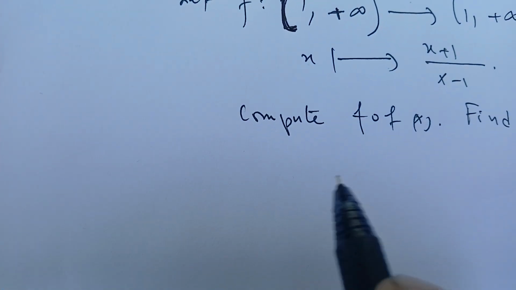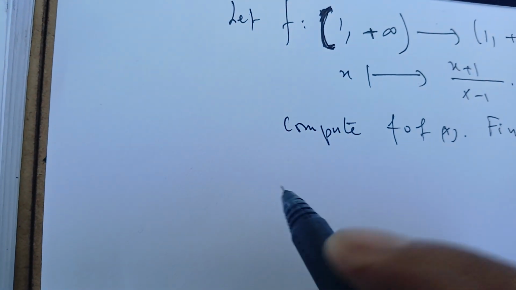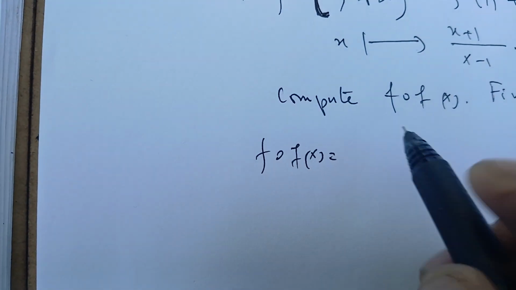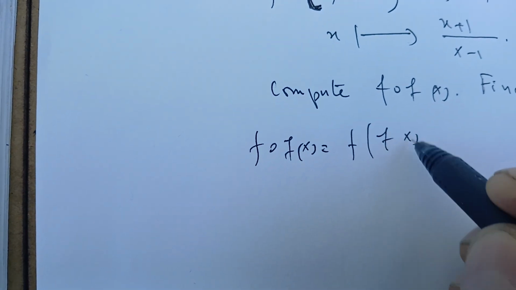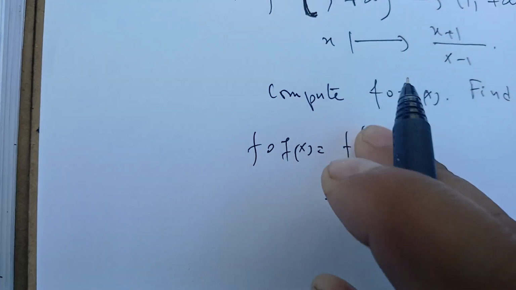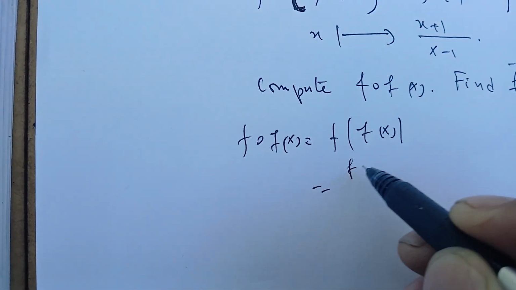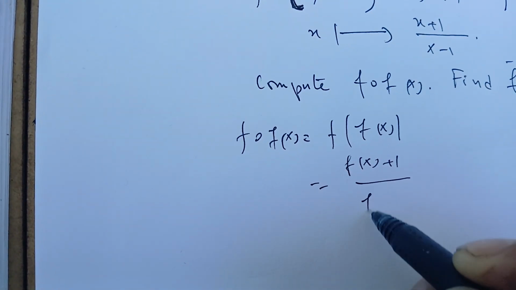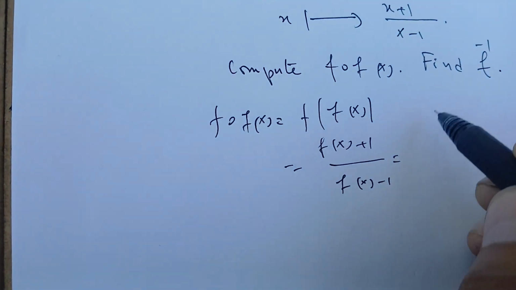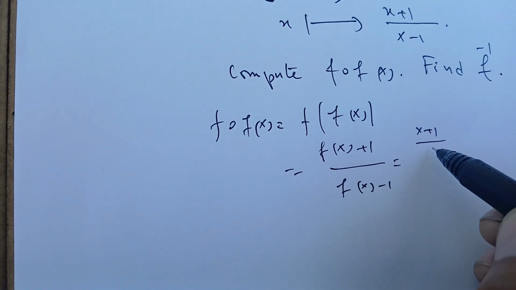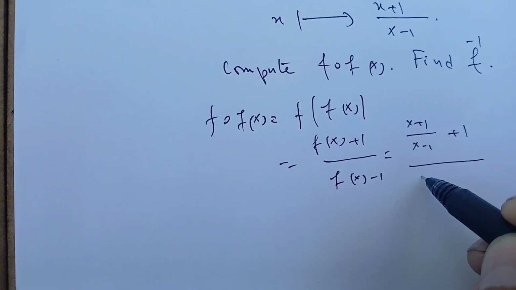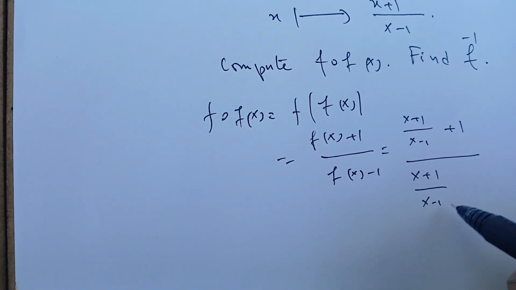By definition, we have f circle f of x is just f of f of x. So we go to any x in the domain and we plug in f of x. So we have f of x plus 1 over f of x minus 1. So this is an easy way. Now what's f of x? So it's x plus 1 over x minus 1 plus 1 over x plus 1 over x minus 1 minus 1.